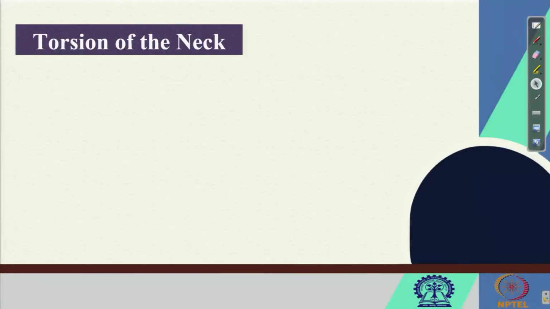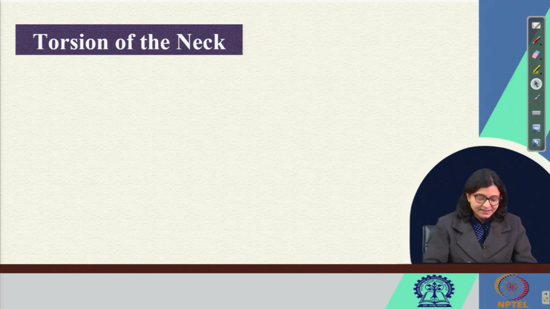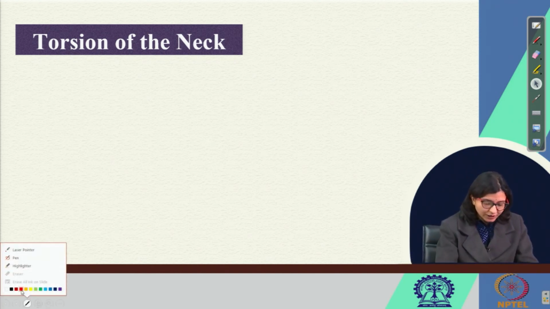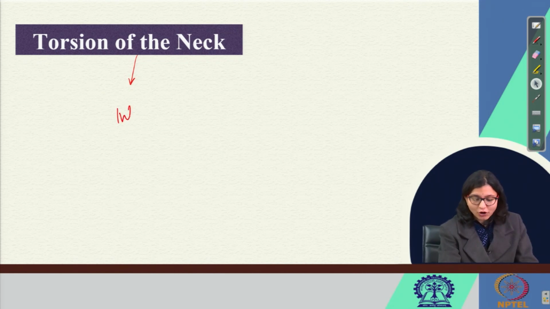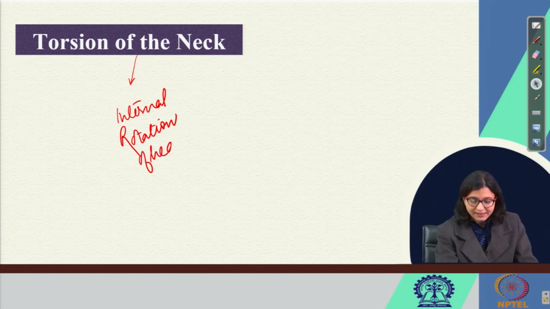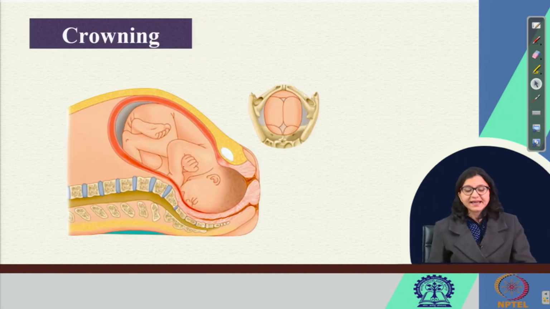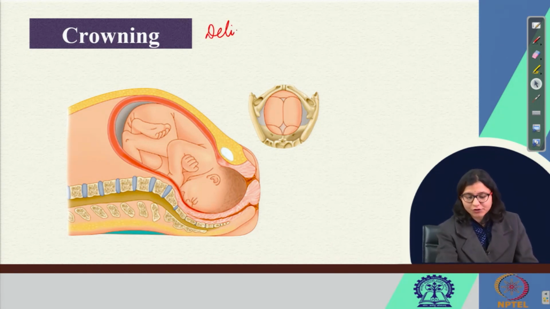Now, coming back to the slides. So, there is a torsion in the neck, and this is because of the internal rotation of the head. Next is delivery of the head.